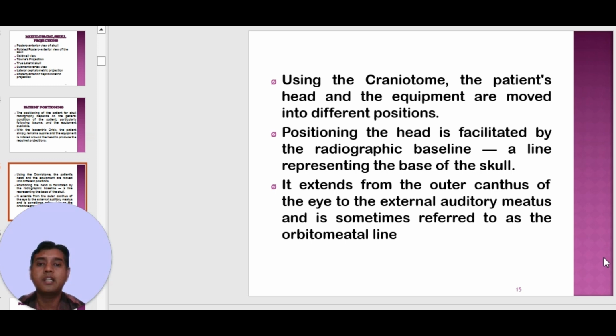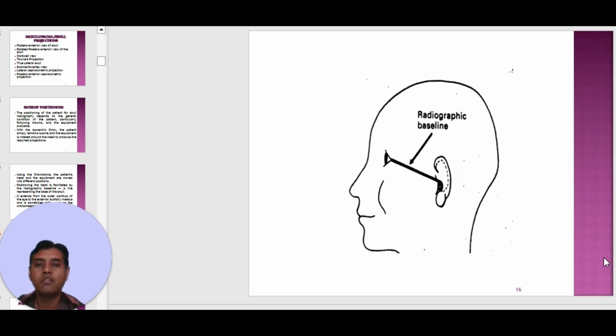Positioning the head is facilitated by a radiographic line known as the radiographic baseline, which extends from the outer canthus of the eye to the external auditory meatus and is sometimes referred to as the orbitomeatal line. And this is the radiographic baseline used for taking extraoral radiographs.